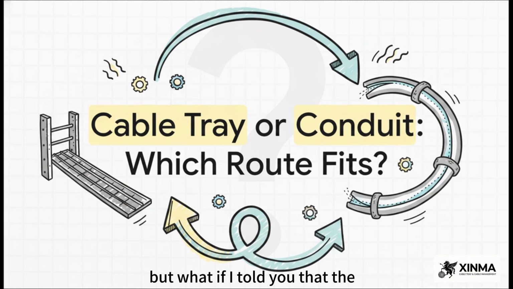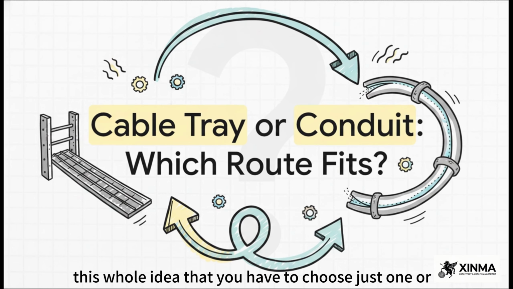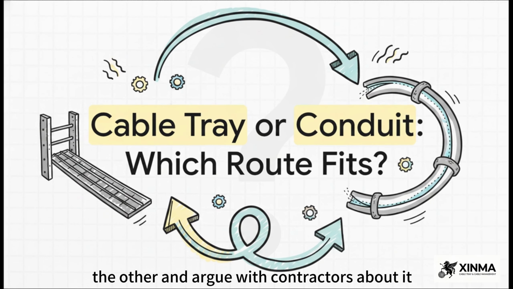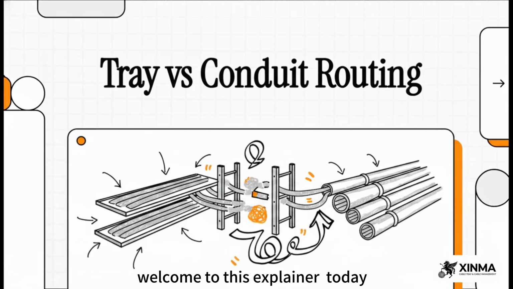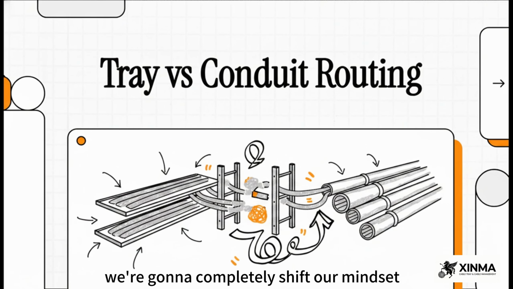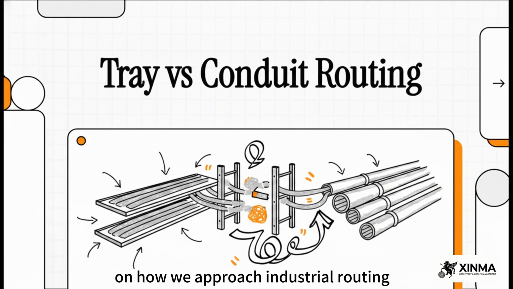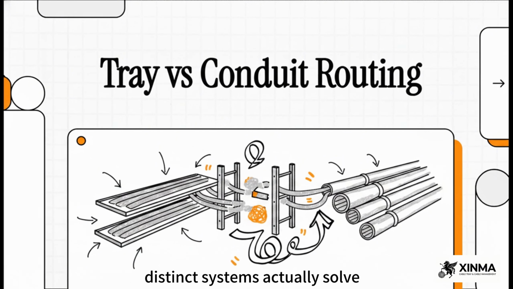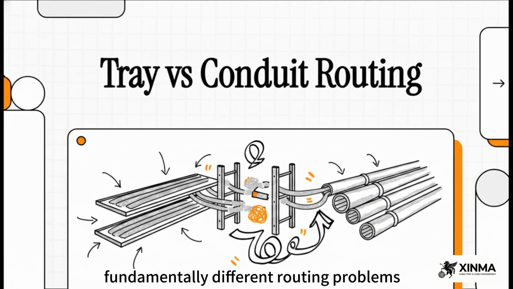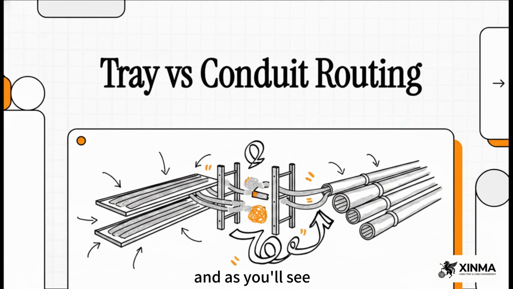But what if I told you that the very premise of this debate, this whole idea that you have to choose just one or the other and argue with contractors about it, is actually holding your project back? Welcome to this explainer. Today, we're going to completely shift our mindset on how we approach industrial routing. We're going to break down why these two very distinct systems actually solve fundamentally different routing problems. And, as you'll see, the most optimized, resilient, and cost-effective approach isn't about picking sides at all. It's really about understanding exactly how to blend them together.